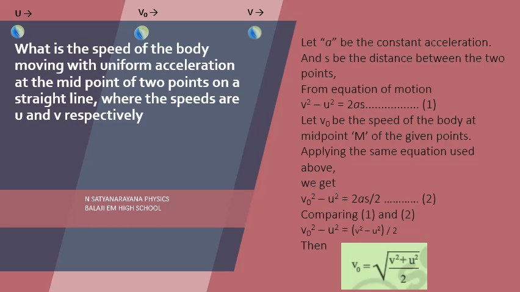Just once revise. Two cases. First of all, here you have to see the two cases. First case, from the initial to the midpoint, u and v0. From the midpoint to the final, v0 and v. Substitute those u and v values in the two cases in the same equation, then take v0 as the subject on both sides, then compare 1 and 2. Then what we will get is v0 is equal to root over (v square plus u square) by 2. Good.